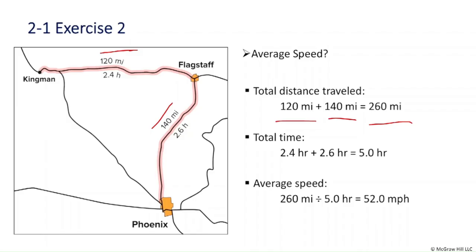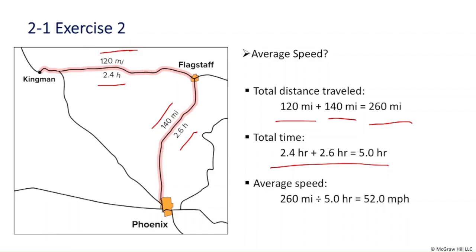Next, the total time traveled. So from Kingman to Flagstaff it takes 2.4 hours. And then from Flagstaff to Phoenix it takes 2.6 hours. Therefore the total time is 2.4 plus 2.6 hours which is 5 hours. Now you know the total distance and the total time.